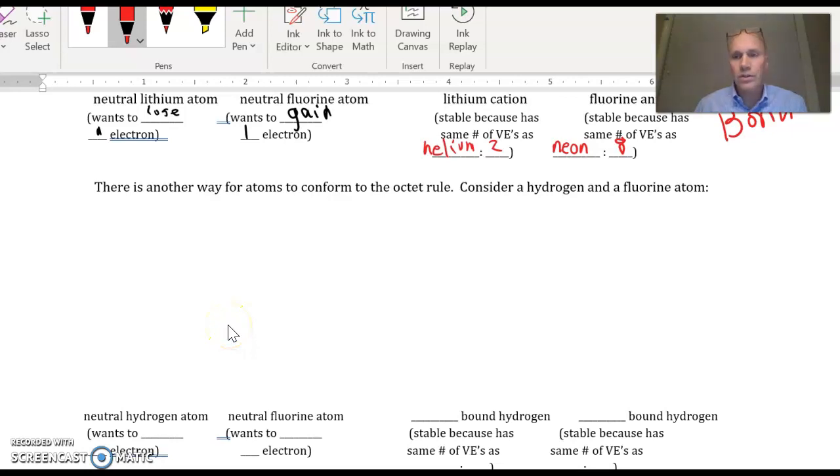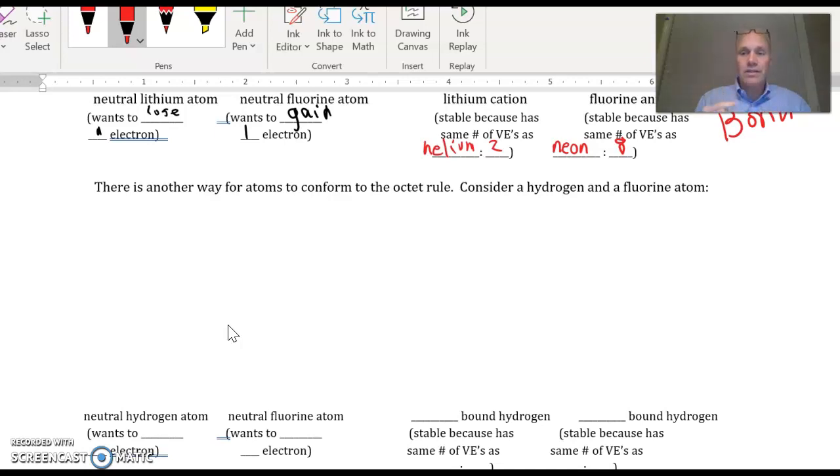So in that last video that you watched, you saw one example of how atoms can achieve or obey the octet rule, and that is by one atom actually giving an electron to another. That makes one of them positive, one of them negative, and then they want to stick to each other because of that difference in charges. That makes what's called an ionic bond.